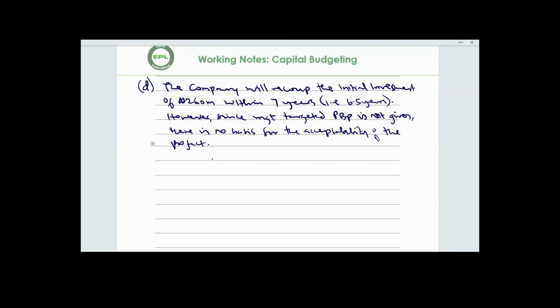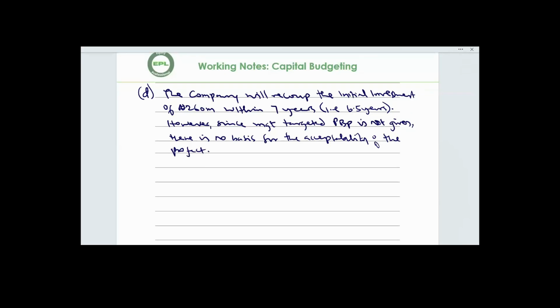Because you don't benchmark your calculated payback period with the useful life. It has to be based on the management targeted payback period. So since you are not given, you don't have anything to benchmark against. So that's simply that. That's how to answer requirement number D.